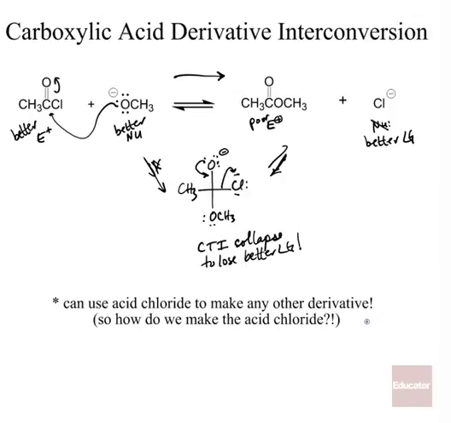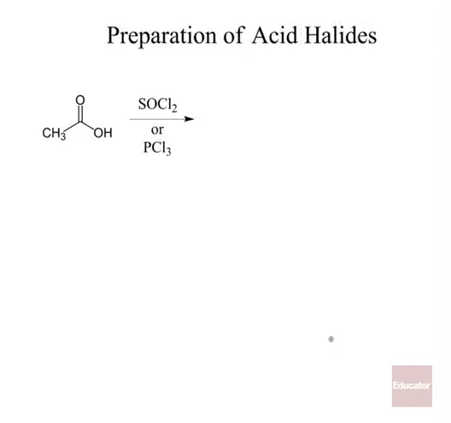So the question I have for you is, how do we make the acid chloride? How is it possible that we ever put a chlorine in there if that's such a good leaving group? That is an excellent question. Let's see how we do that. We'll call this the preparation of acid halides, and the chloride in particular. We're going to start with the carboxylic acid and react it with either thionyl chloride or phosphorus trichloride. These reagents should look familiar. These are the same reagents we use to take an alcohol and convert it to an alkyl chloride.